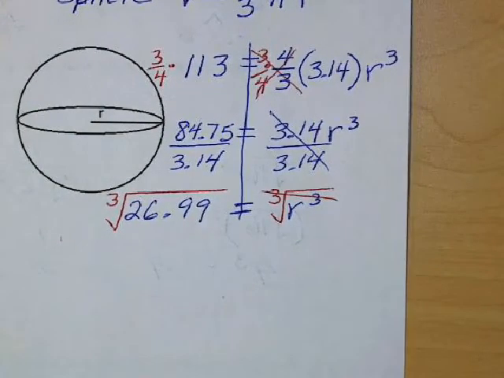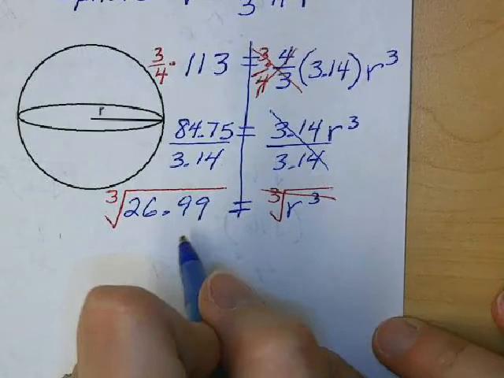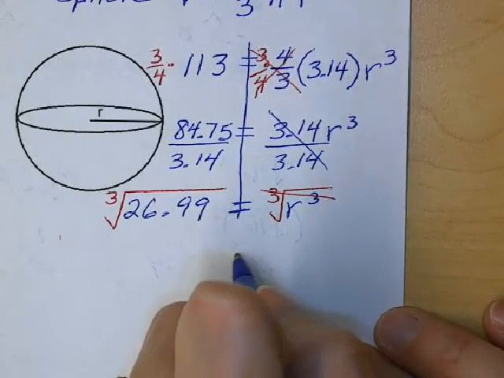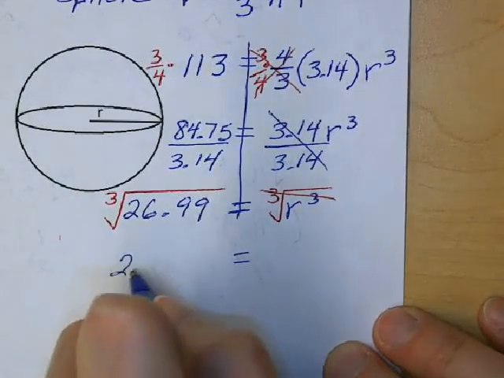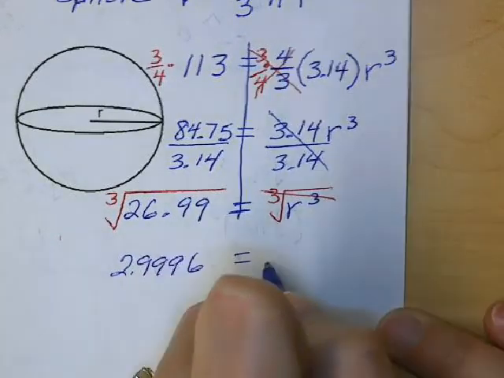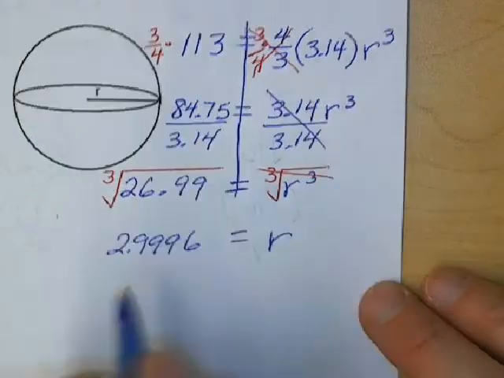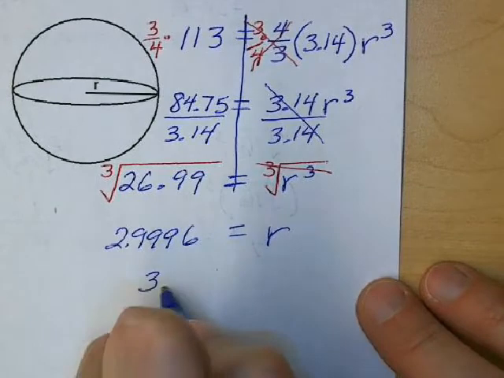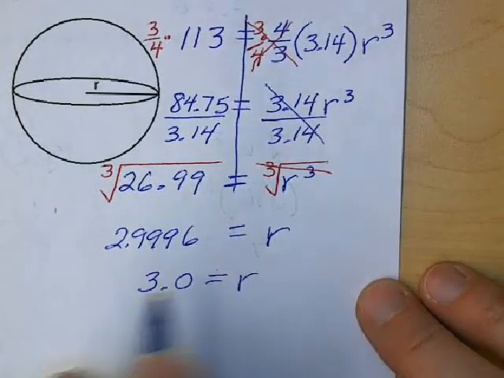26.99. You can round it off because I got 2.9996 equals r. So let's just say 3.0 equals r.